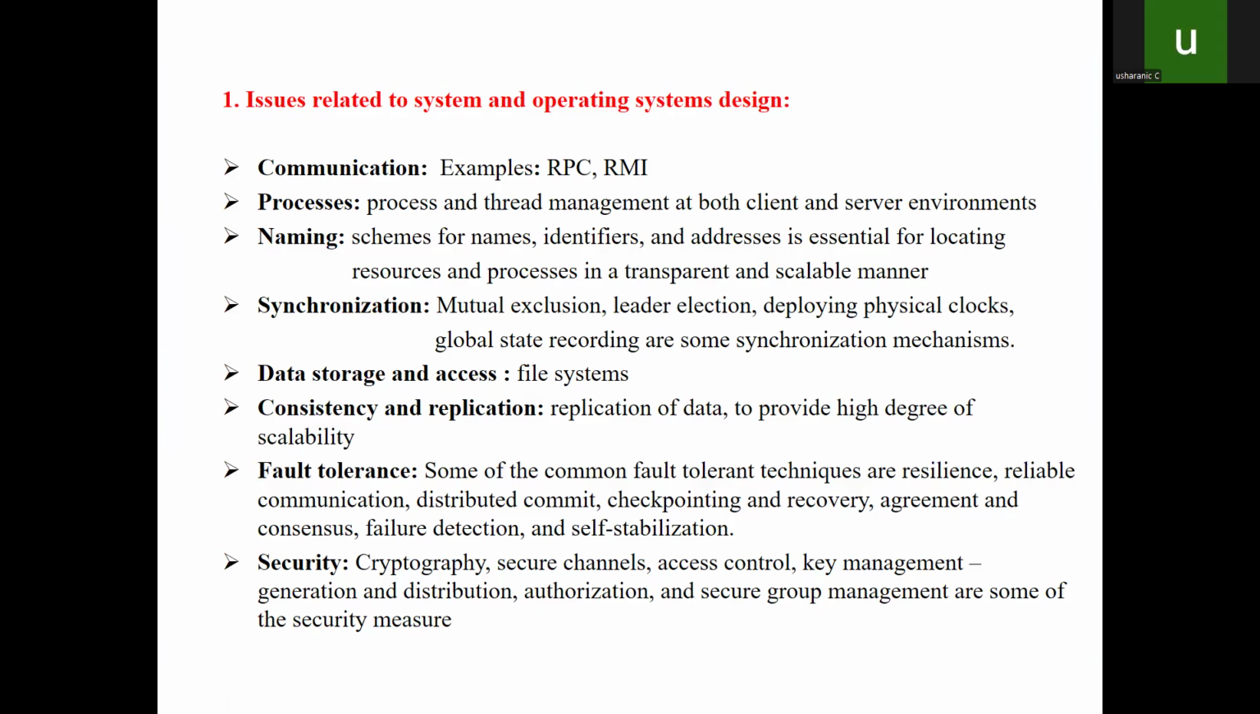And third issue is naming. In distributed systems, we need schemes for names, identifiers, and addresses to locate the resource and process. It must be transparent and scalable also. For example, when you access www.google.com, you don't need to know its actual IP address or which server is responding. So the domain namespace, that is the naming system, handles it transparently.